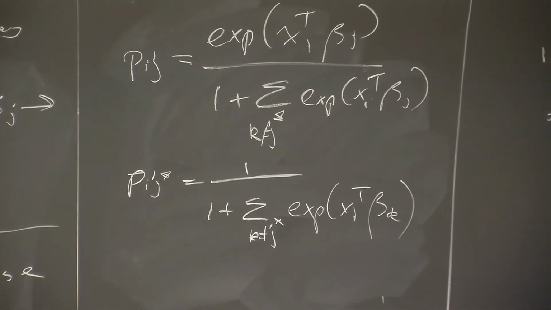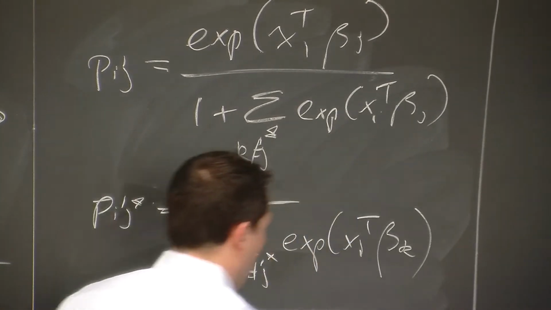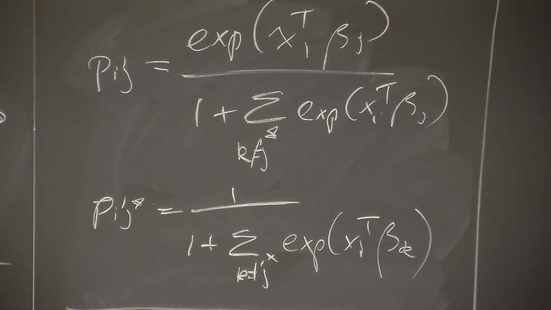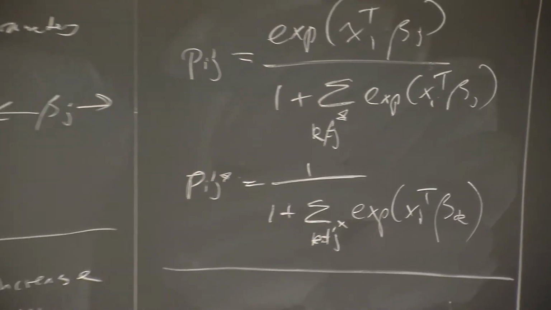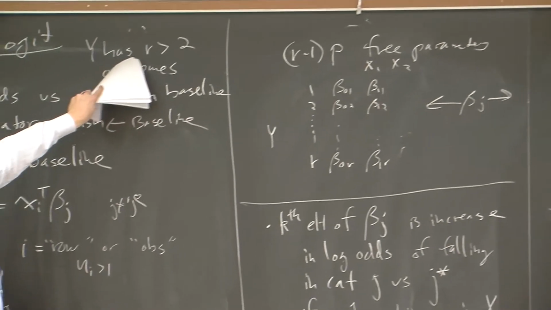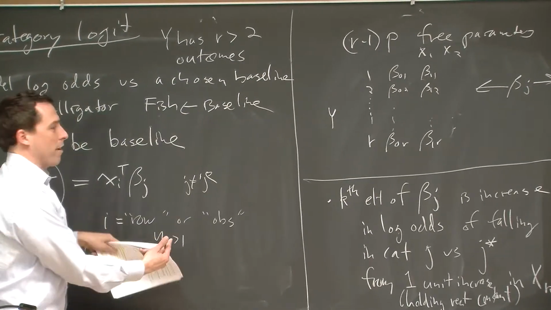Excuse me, I was wondering, I kind of got lost about the notation for the j star. So j star is the baseline category. So if Y has r outcomes, like it could be 1, 2, or 3, j star is just 1, say if 1 is the baseline.